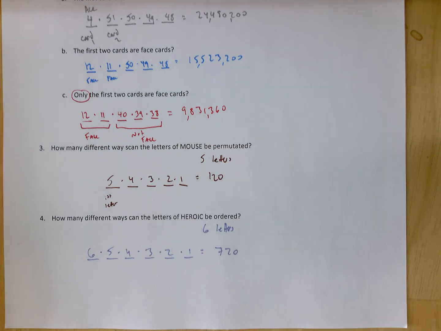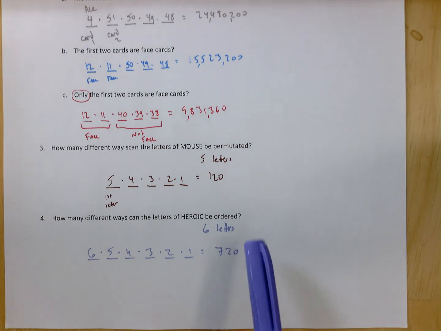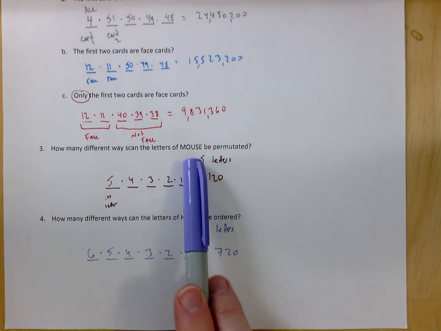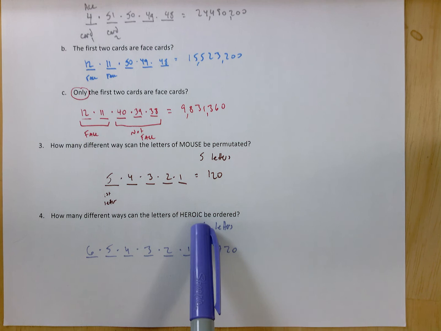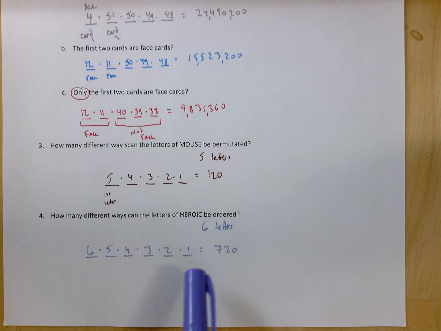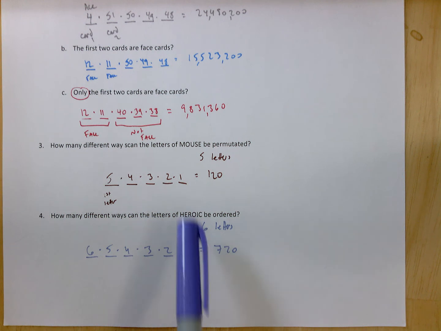And there we go. All right, now one thing that I want to point out in terms of these word problems, notice that there are no repeated letters in either of these words. Okay, so mouse and heroic, there's no repeated letters. That will make a big difference. Okay, so you should always check for that. Later, we will talk about how you deal with ones where there are repeated letters. Okay, but for right now, just make sure that you're making note of that.